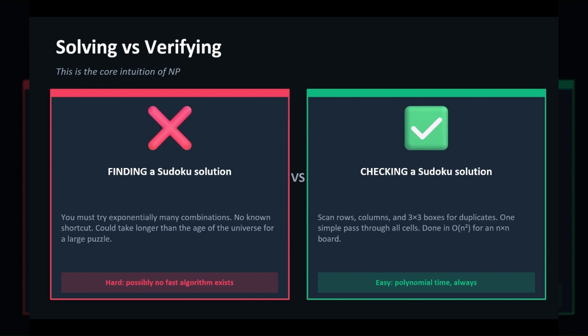Think of it this way: writing a great novel is hard. Reading one and saying, yes, this is brilliant, is easier. Finding the right key in a locked room might take all night. Checking that the key opens the lock takes literally a second. Cracking a safe is hard. Looking at the combination and verifying that it opens the safe is easy and instant. NP problems have this property: hard to find and easy to check.